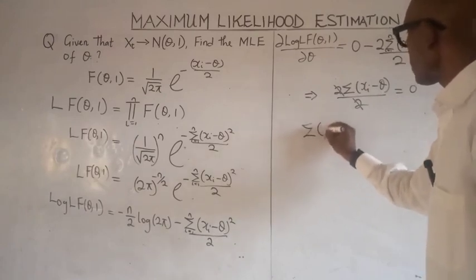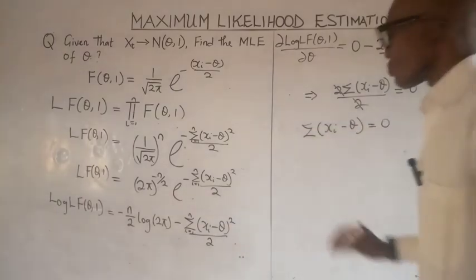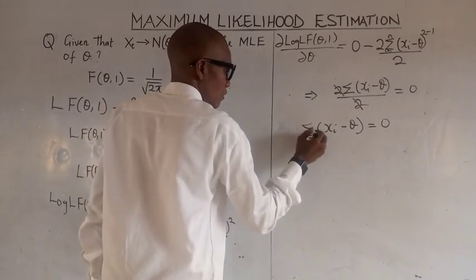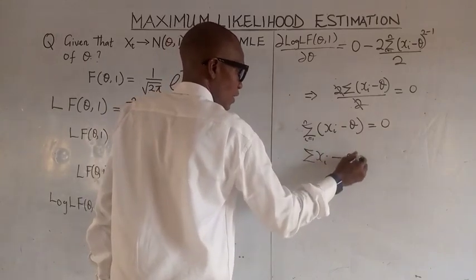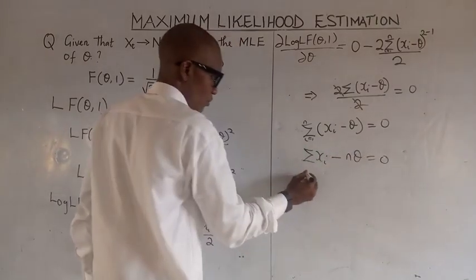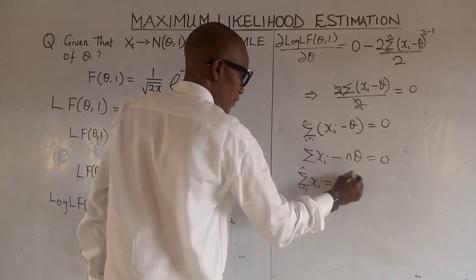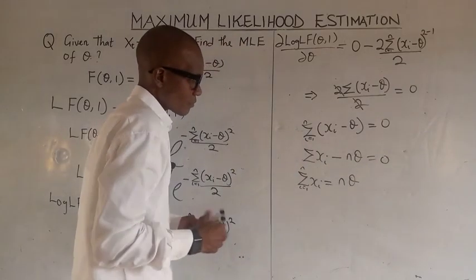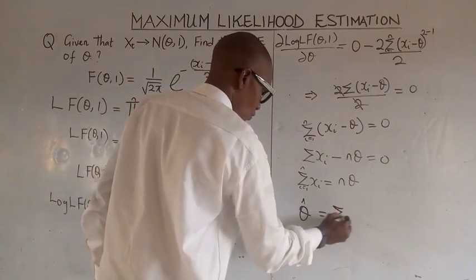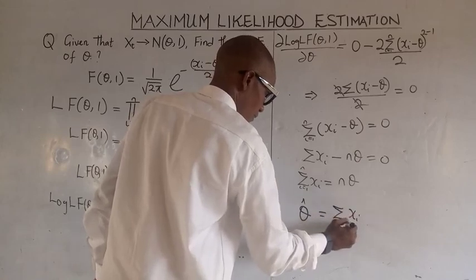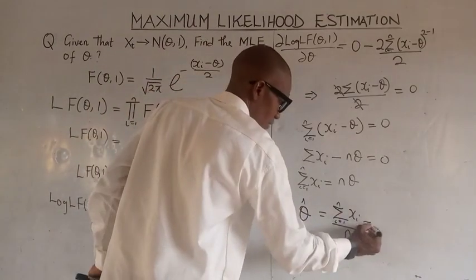This gives us summation of (xi minus theta) is equal to 0. So if you take the sum of this n times, you have summation of xi minus, if you take the sum of the constant, n theta, which is equal to 0. So summation of xi is equal to n theta if you bring this over to this side. It means that our theta estimate will be equal to summation of xi all over n.